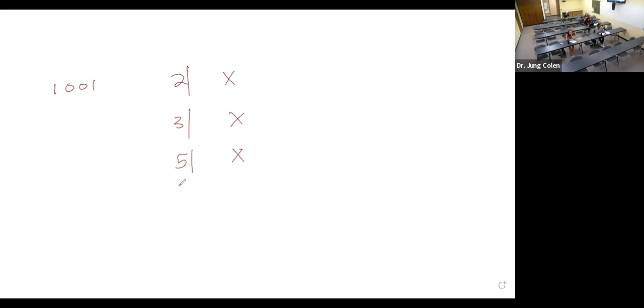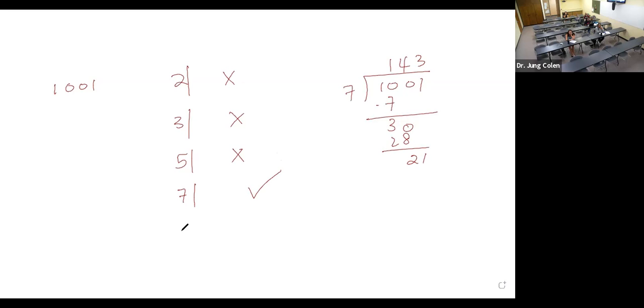What's the next one? 7? Does it divide by 7? We didn't do the divisibility test for 7. If we divide by 7, 7 times 1 is 7, subtract, and 40, 30, 28, and 21. Oh, what do you see? Okay, it is divisible by 7. So yeah, we didn't do the divisibility test for 7.